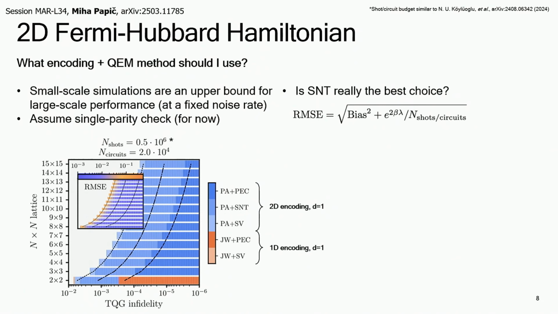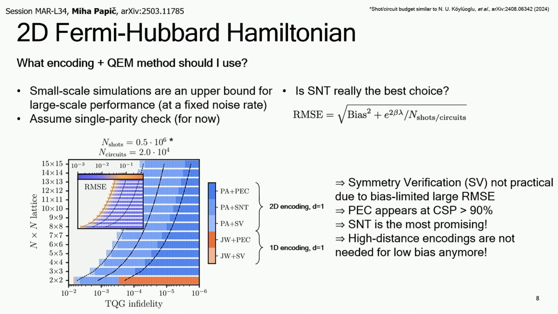And one thing that I also want to mention here: we also tried to test this with higher distance encodings, but they do not appear because essentially the extra qubits and the extra gates that you need to implement a higher distance encoding will negate any benefits that you would get from being able to detect more errors. So yeah.